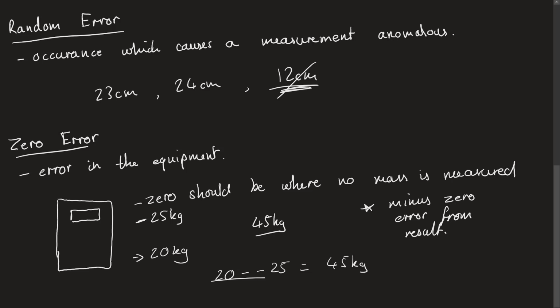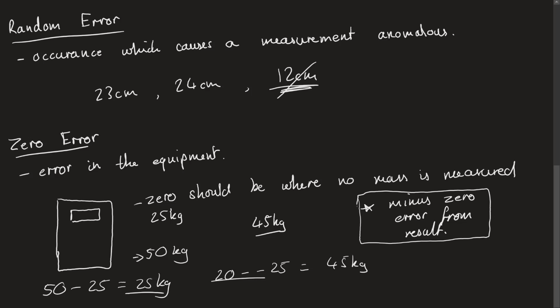Now this works as well. So if you were to say that you're originally measuring 25, positive 25 when there's nothing on the scale, and then you end up measuring 50 when something is on the scale, your measurement is 50, you minus the zero error, which is 25, and you can tell that you've measured something of 25 kilograms. Okay, this idea of minusing the zero error from the result will always work, even if it's not working with scales. So this is how we deal with zero error.